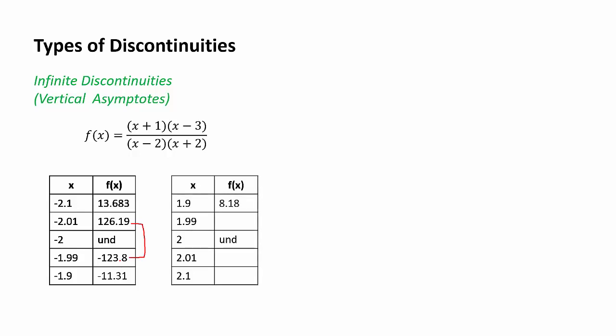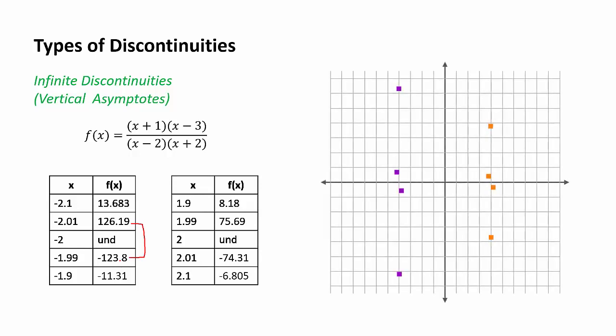If I plug into the left of 2, I get some values that are positive, 8, and a giant jump, right, 75. And then on the right side of 2, there they go again, in the negatives to -74 and -6. So let's plot those, and you'll see, right, here are 2 on the left that are positive, 2 on the right that are negative, same thing here. So we can start to see why we're getting vertical asymptotes.